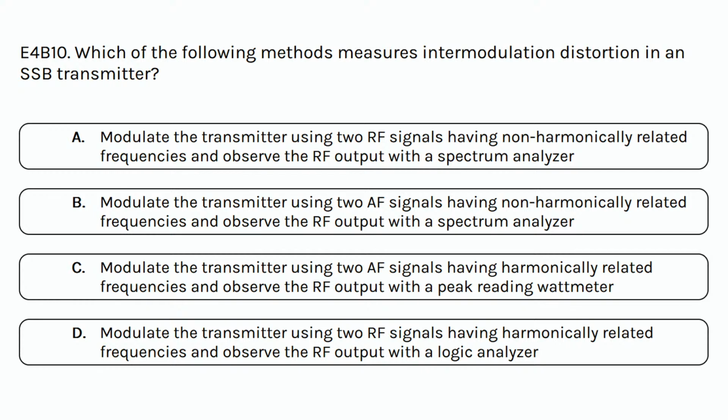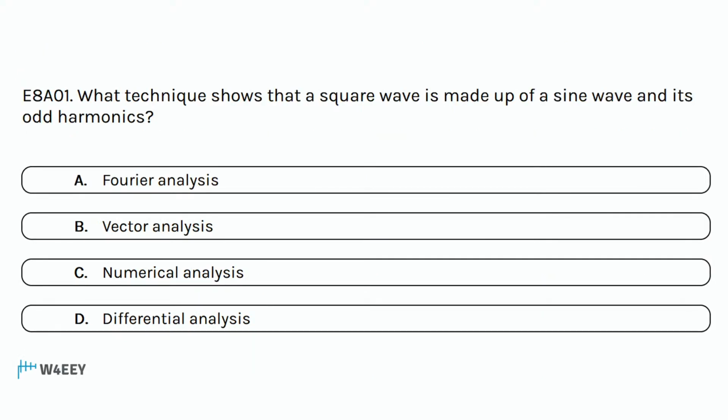Bravo. Yes, it's the two-tone test. You modulate the transmitter using two audio frequency signals having non-harmonically related frequencies and observe the RF output with a spectrum analyzer. And what technique shows that a square wave is made up of a sine wave and its odd harmonics?